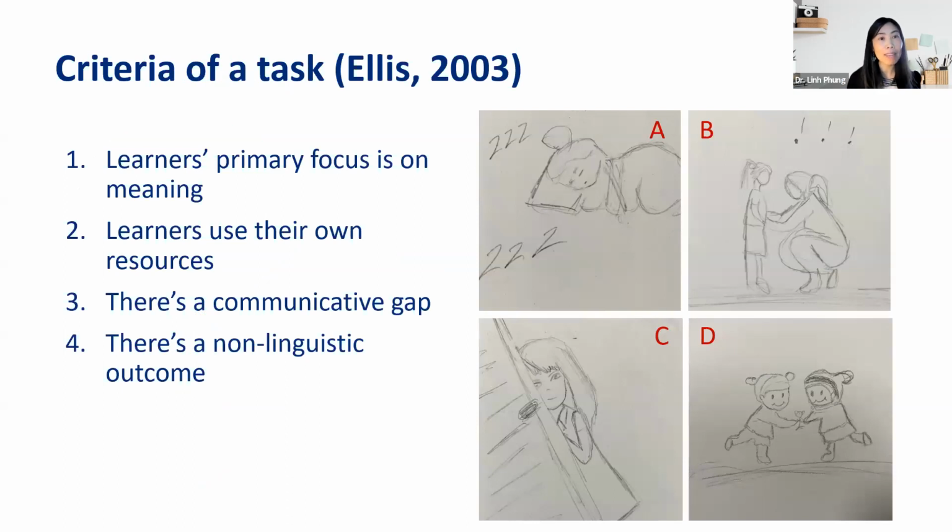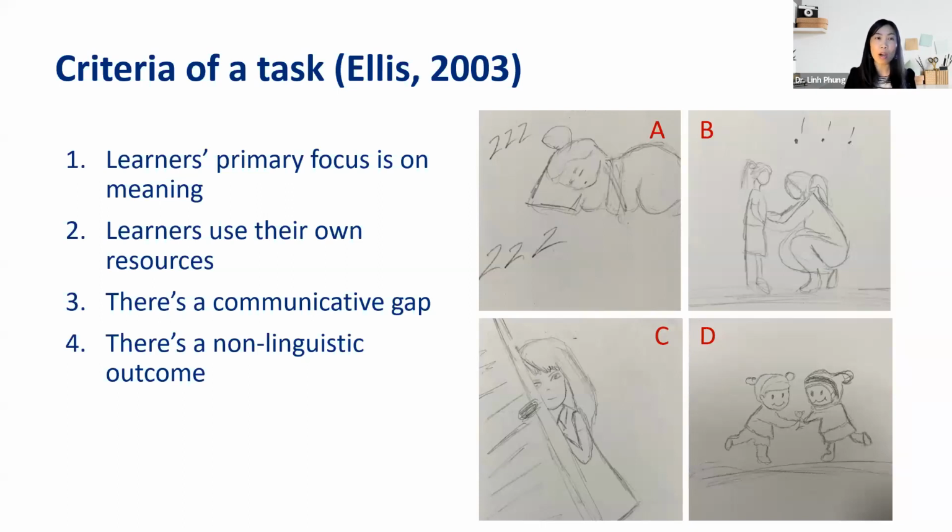And let me break things down further here by giving you 4 criteria of a task according to Ellis 2003. And again, these are for pedagogic tasks in the classroom. And you can see here, I have 4 criteria, but they are not ordered in any order of importance. First, learners' primary focus is on meaning. What it means is that they need to focus on communicating their ideas, right? Instead of practicing a language form.